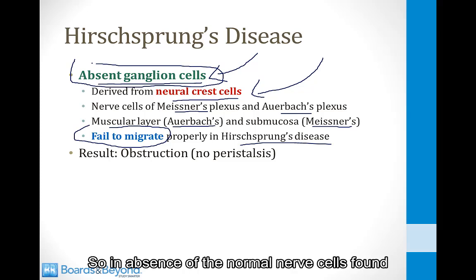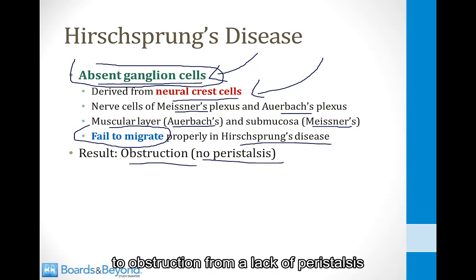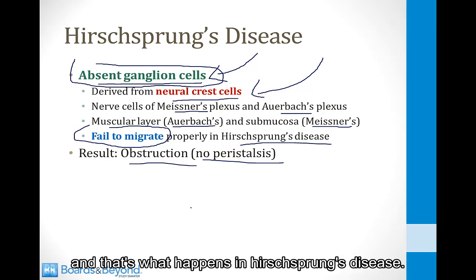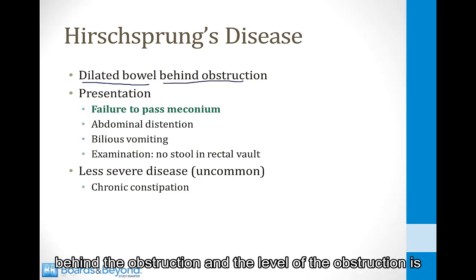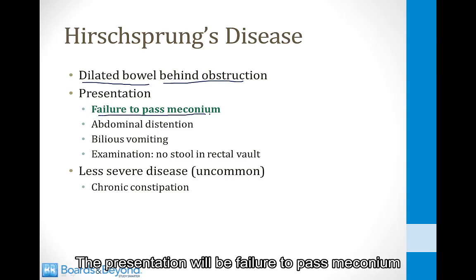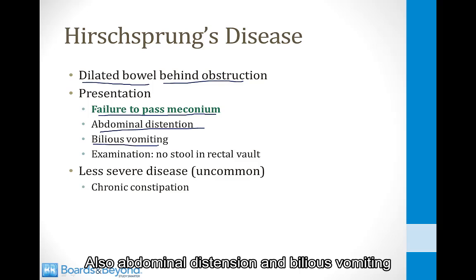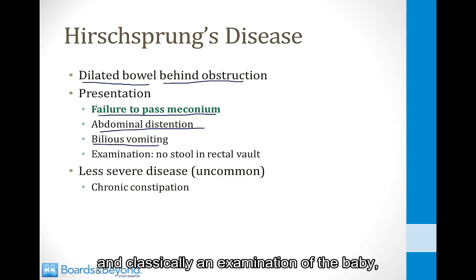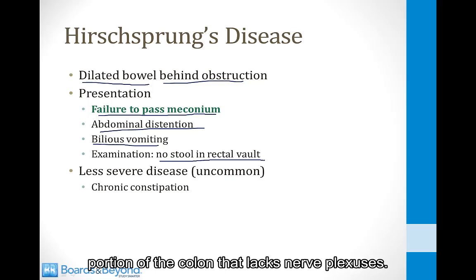So an absence of the normal nerve cells found in the intestines will lead to obstruction from a lack of peristalsis, and that's what happens in Hirschsprung's disease. Children born with this condition will develop dilated bowel behind the obstruction, and the level of the obstruction is where there are no nerve cells to perform peristalsis. The presentation will be failure to pass meconium, which is the first stool in the newborn baby, also abdominal distension and bilious vomiting, and classically on examination of the baby there is no stool in the rectal vault, and that's because stool cannot get past the portion of the colon that lacks nerve plexuses.